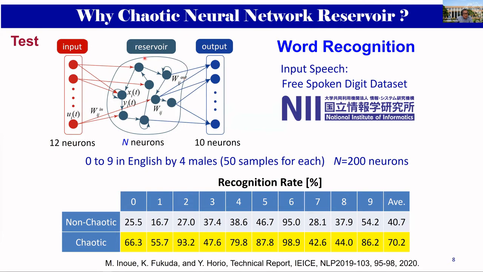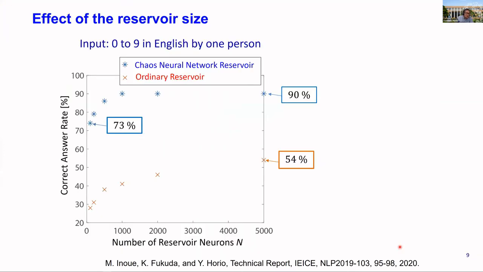Because of no optimization, the usual neuron shows an average recognition rate of about 40%, not good. But we use the same weight matrix and just change the neurons to chaotic neurons, swapped. Then we got much better performance. So maybe chaotic behavior is very good. And we changed the number of neurons in the reservoir from 50 to 5,000. Blue are the results from the chaotic neural reservoir, and orange gives the ordinary reservoir. As you see, the chaotic neural reservoir is much better than the ordinary one.